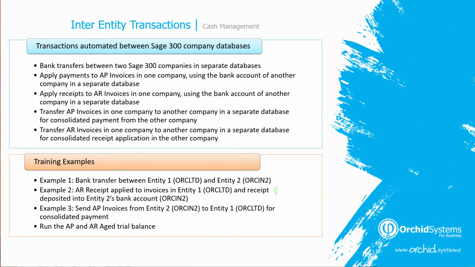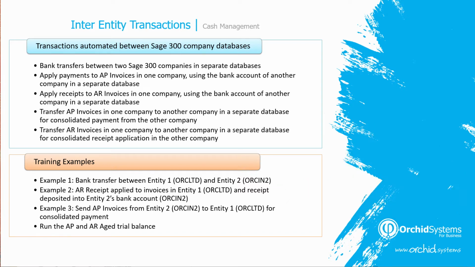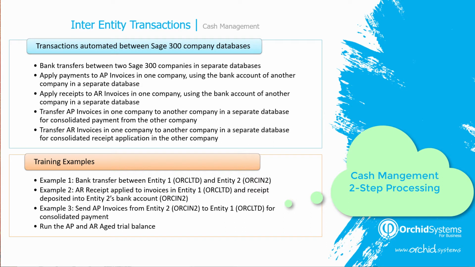The second example we're going to do is an AR receipt applied to invoices in Entity 1, Orc Limited, and the receipt will be deposited into Entity 2's bank account, Orc Inc. The third example we're going to do is to send AP invoices from Entity 2, Orc Inc., to Entity 1, which is Orc Limited, for consolidated payment.